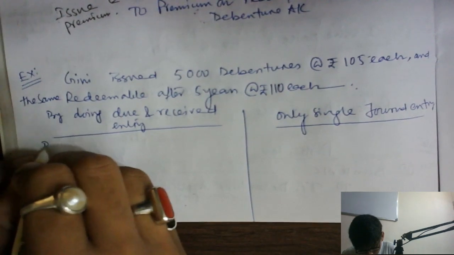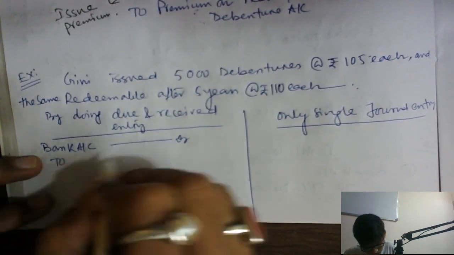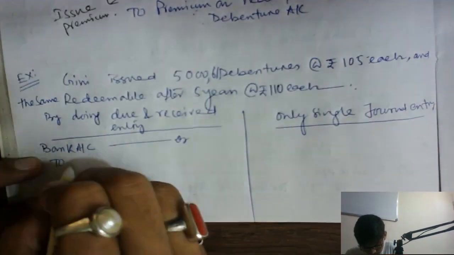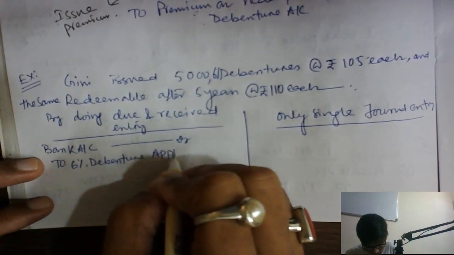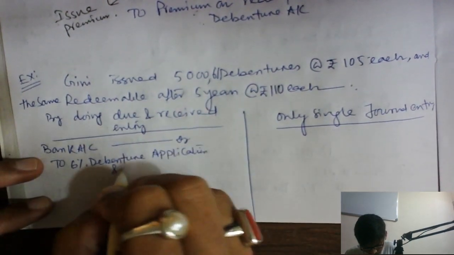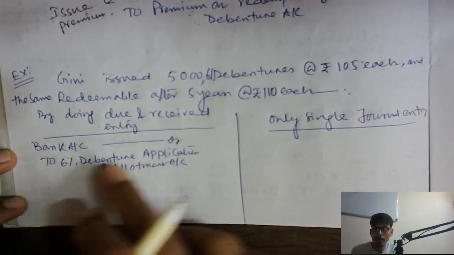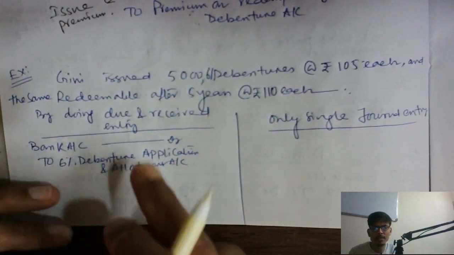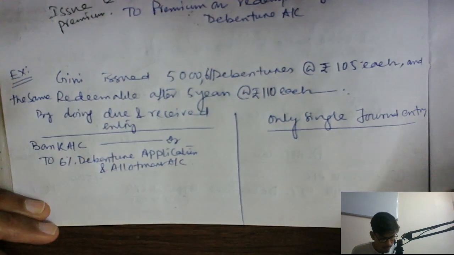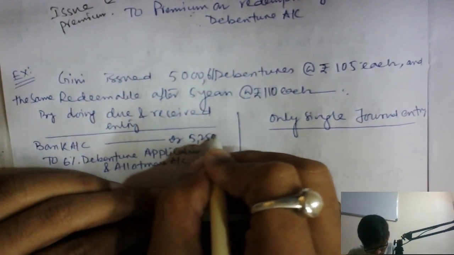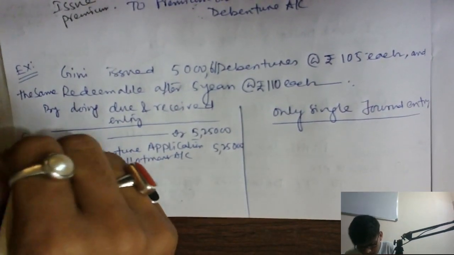See, now bank account debit to 6% debenture application and allotment account. How much is it? 5,000 into 105, so it's 5,25,000. Okay, it's number one. It's the due entry made.